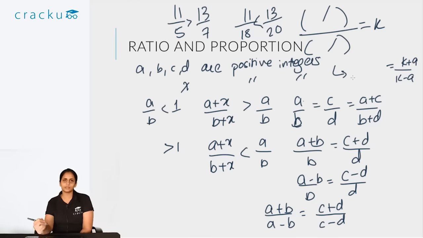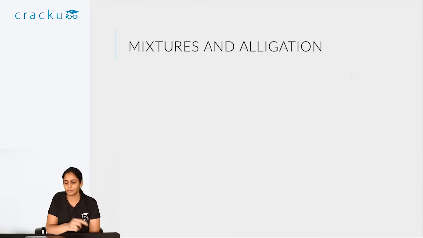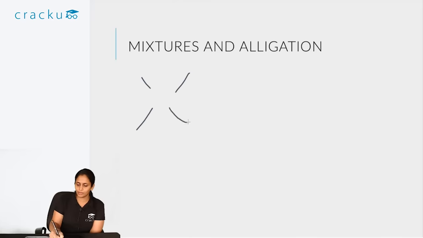So this is where this would be useful. From ratio and proportion, what generally comes is about mixtures and allegation. Allegation is a quick way of finding out in what proportion two things must be mixed to find a mixture of a certain quality.